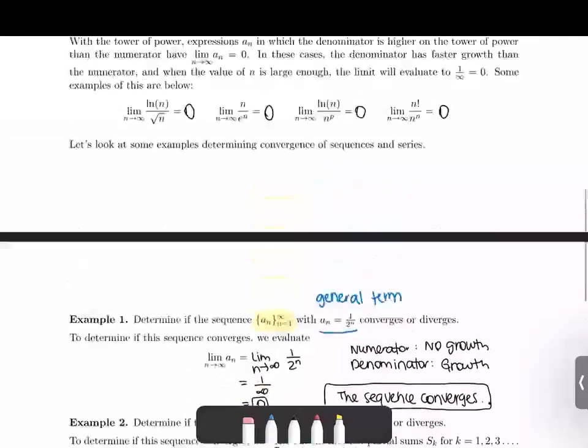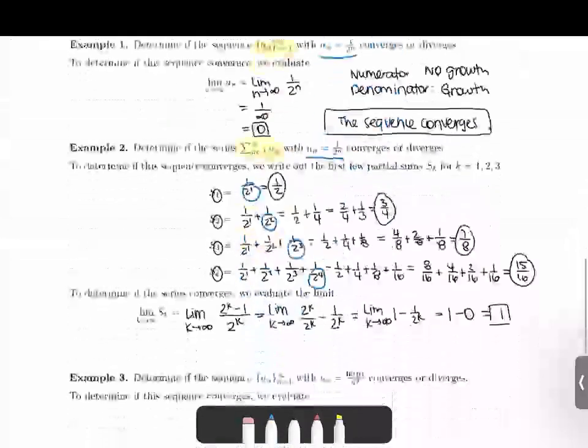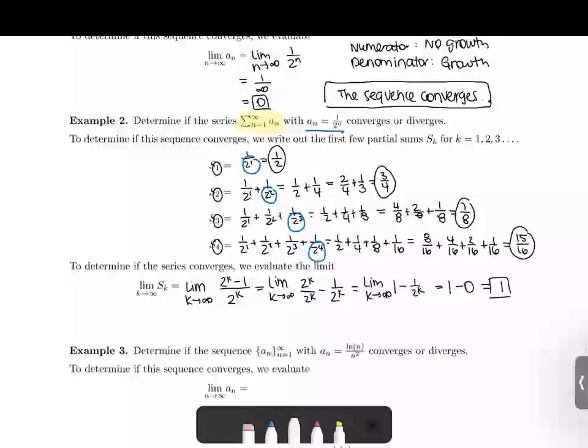So we remember, we look back up, okay, when does a series converge? A series converges when, again, that limit exists and is finite. So therefore, our conclusion here is that the series converges.